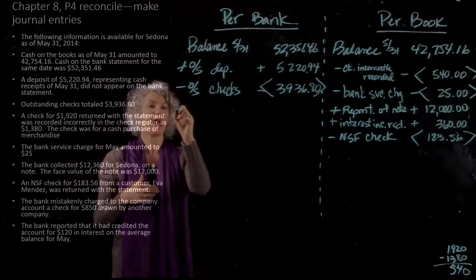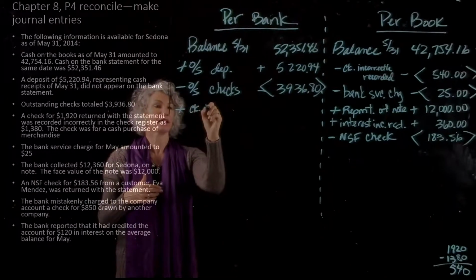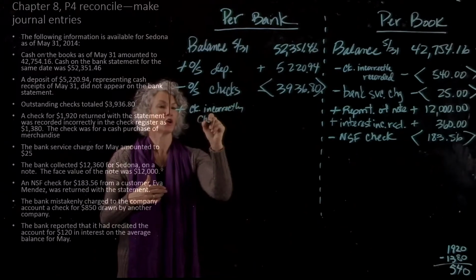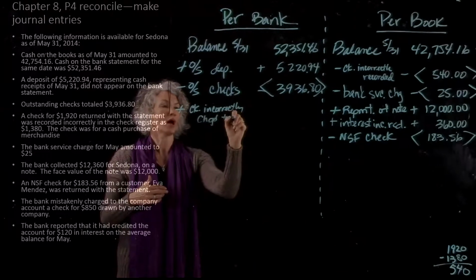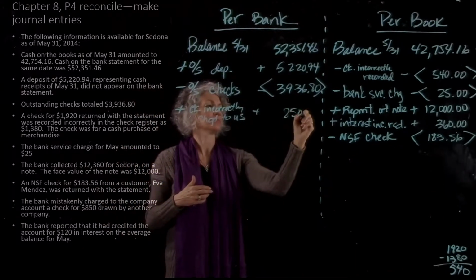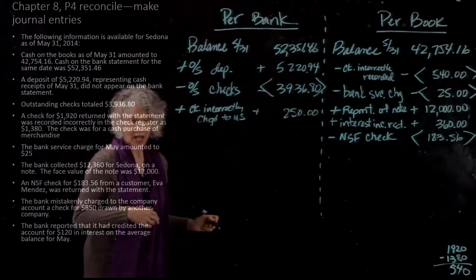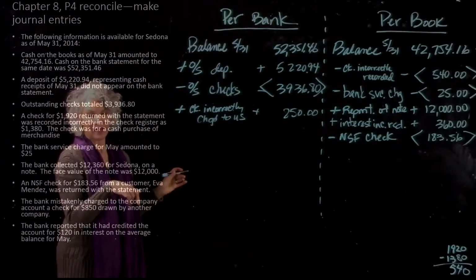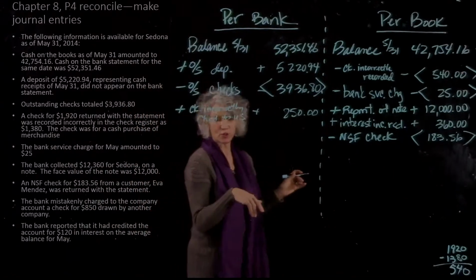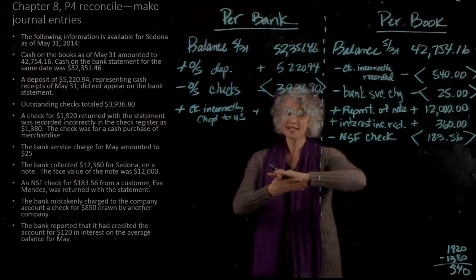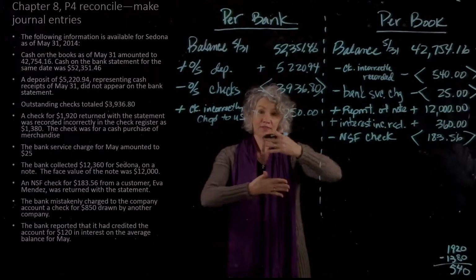So we are going to add check incorrectly charged to us. Okay? $850. All right, and one more piece of information. The bank reported that it had credited the account for $120 in interest on the average balance for May. Okay, so we can see in the bank statement that they credited us.